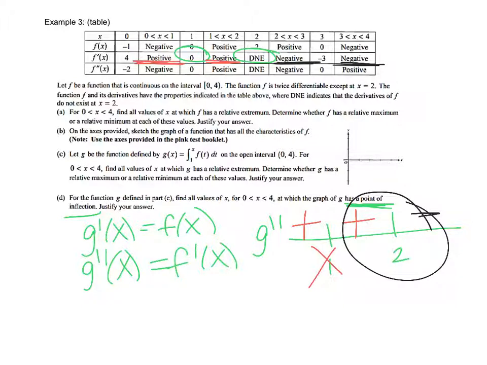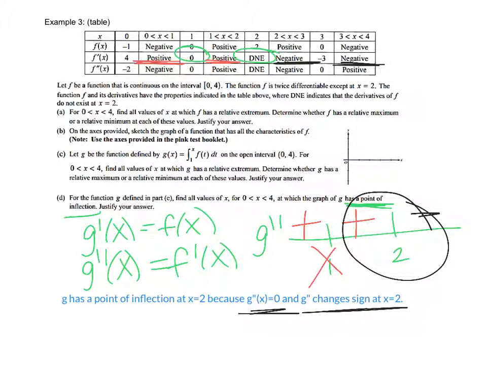So let me justify that in a nice sentence. Written out nicely, g has a point of inflection at x equals 2 because g double prime of x is equal to 0, so therefore it's a point of inflection, and g double prime changes sign at x equals 2. It has to change sign in order for it to be at a point of inflection. I couldn't use 1 because it doesn't change sign. Alright, you're done with this one.